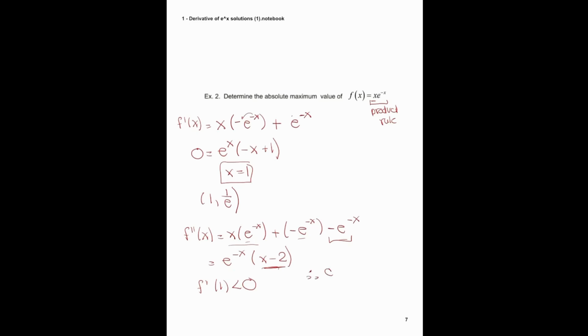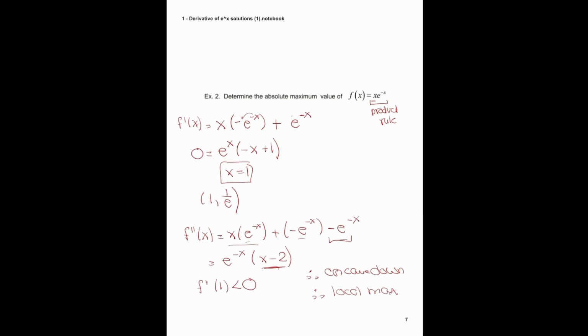Therefore, this is concave down. And therefore, it will be a local max. Since this is a continuous function and there's only one turning point, then it must also be the absolute maximum. And by continuous, I mean that there's no asymptotes or breaks in the curve, and it reaches a high point at 1 over e, and then goes down again.